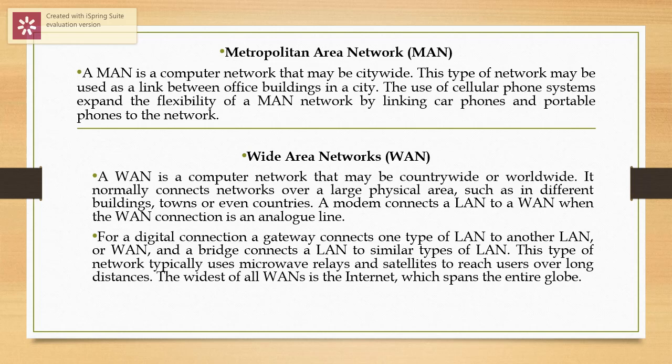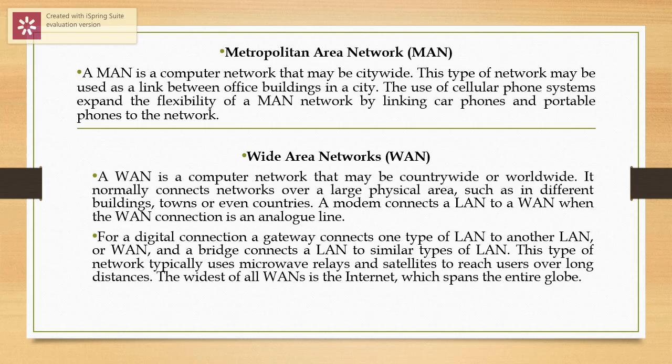Lastly, we have the wide area network, or rather the WAN. A wide area network is a computer network that may be countrywide or worldwide. It normally connects networks over a large physical area, such as in different buildings, towns, or even countries.